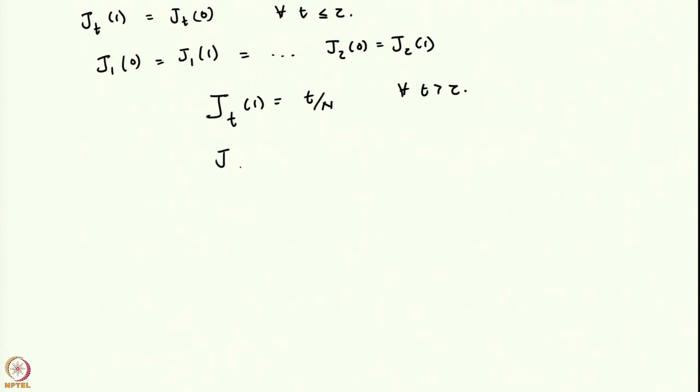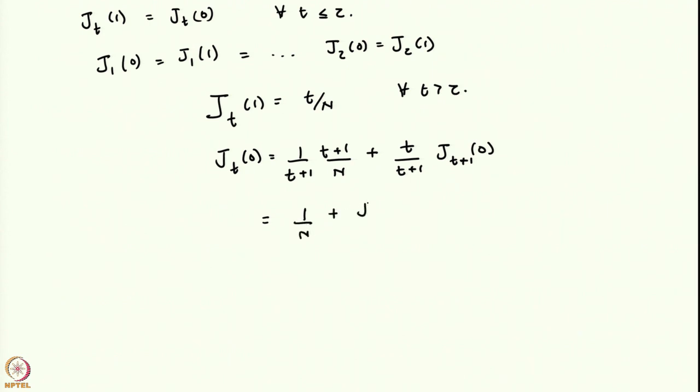Now, we can also find what J t of 0 would be. J t of 0 is therefore equal to 1 by t plus 1 times J t plus 1 by n plus t by t plus 1 times J t plus 1 of 0. Right. So, in other words, this can further be simplified, and you can write it as 1 by n plus t by t plus 1 times J t plus 1 of 0. This is the recursion for J t of 0.